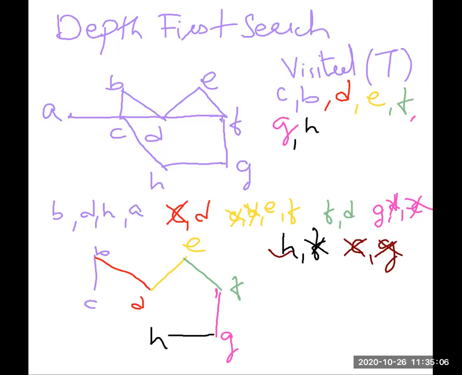Now F has adjacent vertices G and E, and D and E were already there, and G is also in the tree now. So nothing can be done at F. Go back to F's parent, the vertex visited earlier than F, that is E. Both the adjacent vertices of E are already in the tree. So go back to E's previous vertex, D.